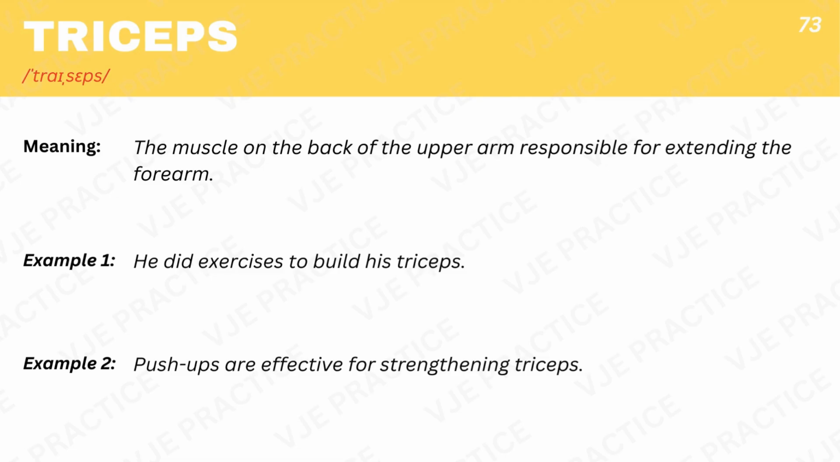Triceps, the muscle on the back of the upper arm responsible for extending the forearm. Example 1. He did exercises to build his triceps. Example 2. Push-ups are effective for strengthening triceps.